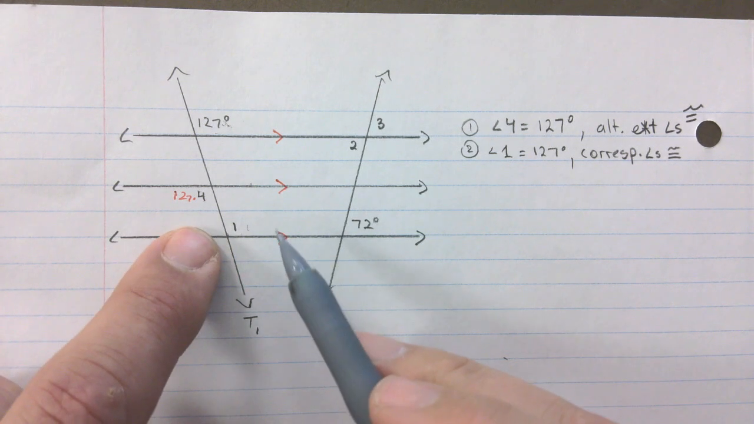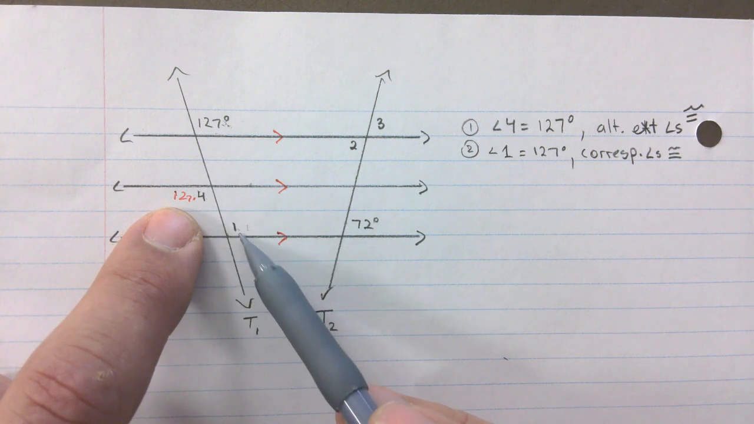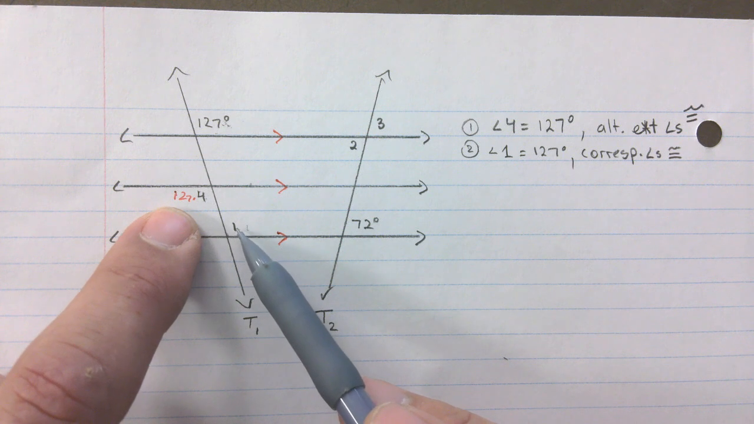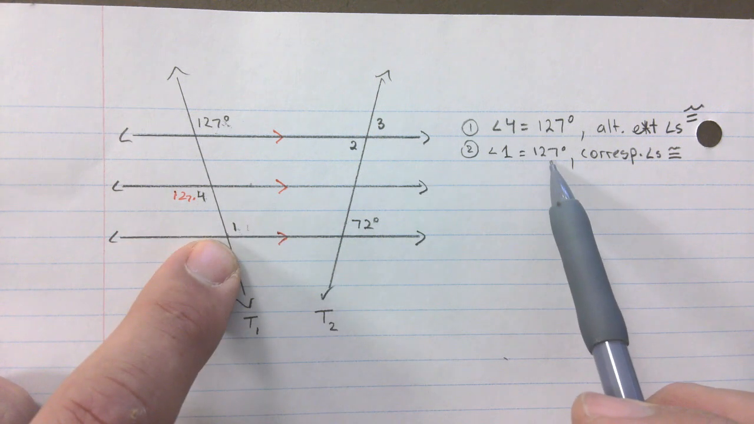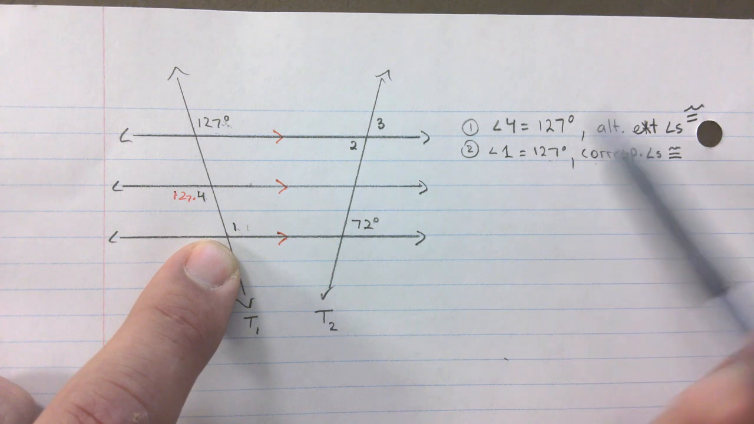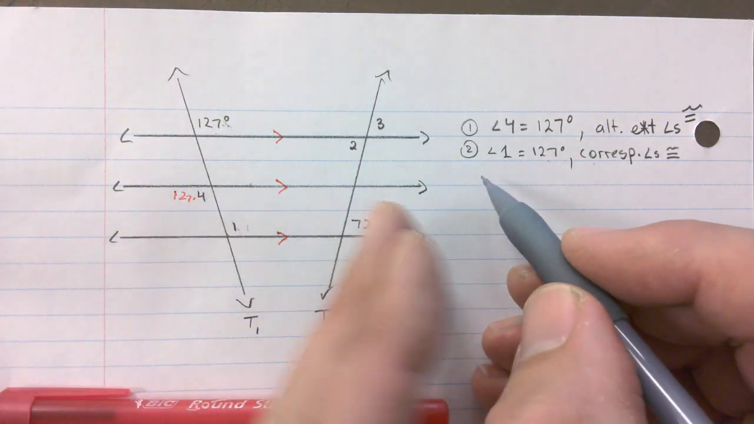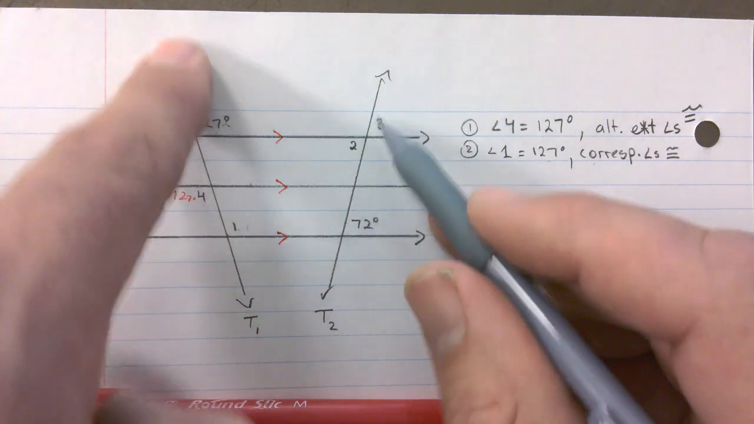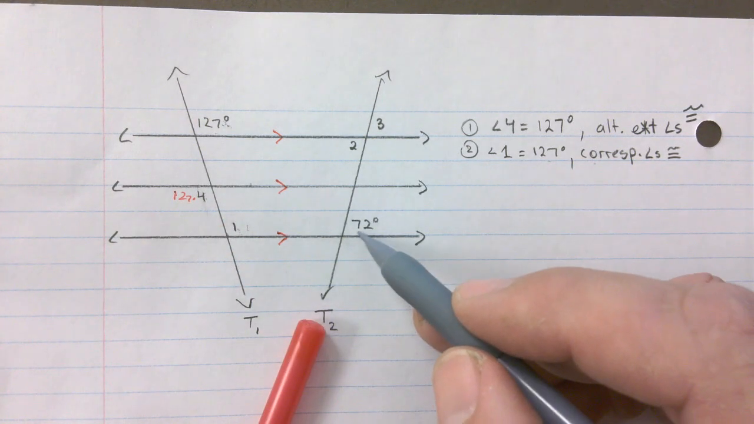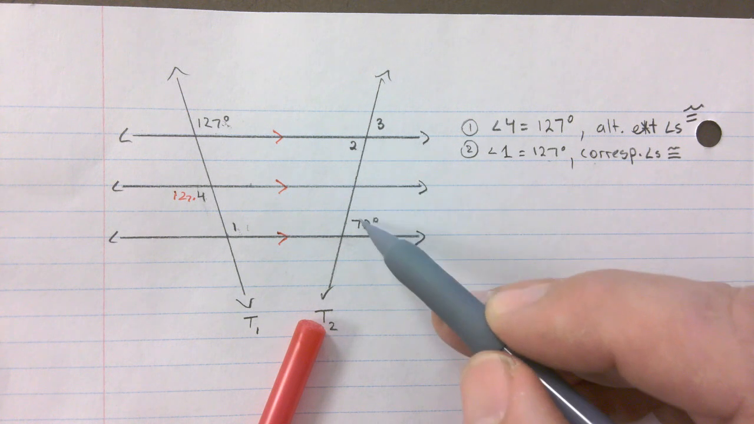Could you have used a different route? Could you have used 4 and 1? What are these 2? Alternate interior, right? And it would also have given you a 127, so it doesn't matter how you do it, as long as you tell me how. Okay, we're done with this. You cannot travel sideways because these 2 lines are not parallel. Okay, so let's jump over to this one here and see what we can do. Let's try these 2. What are these 2?